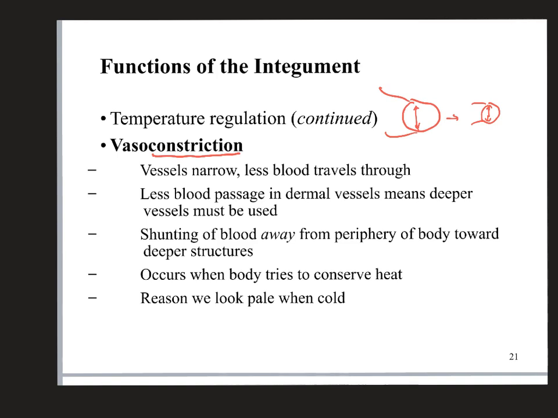So vasoconstriction of the skin vessels occurs, and then you can't push blood out there because the diameter is less. So where does the blood go? It goes to the core organs and helps to conserve heat in the body. This is the reason why we look pale when we're cold, right? Because blood is moving away from the surface to the deeper parts of the body.